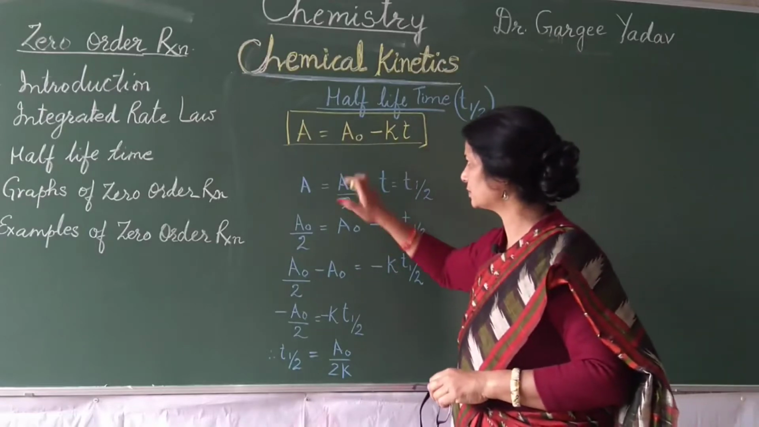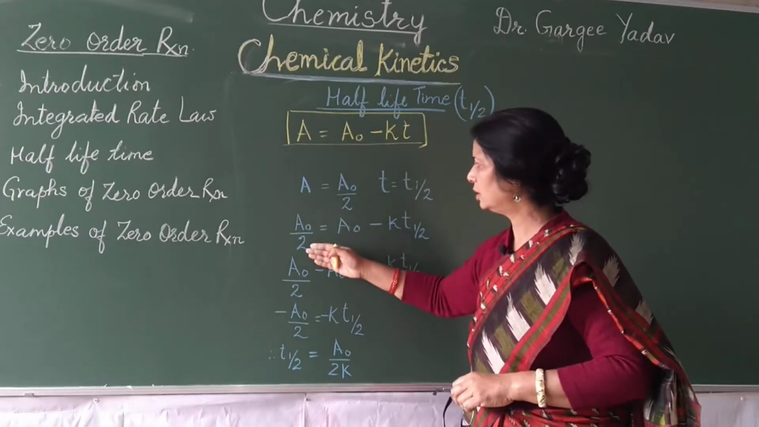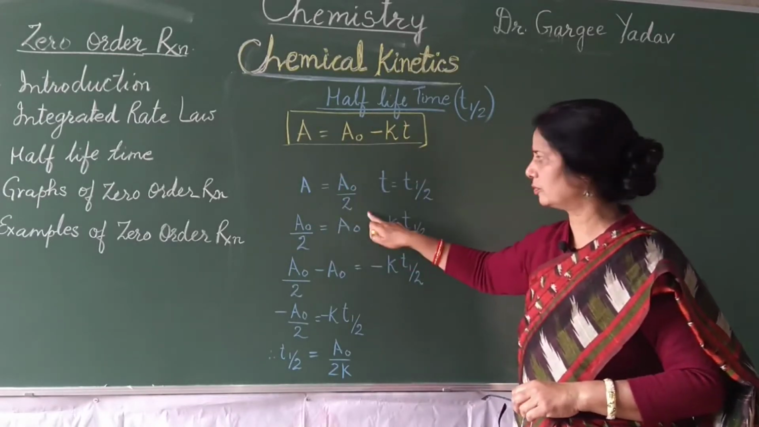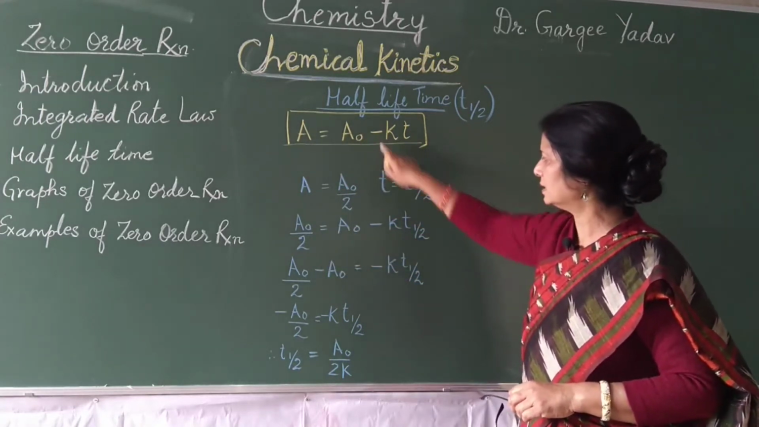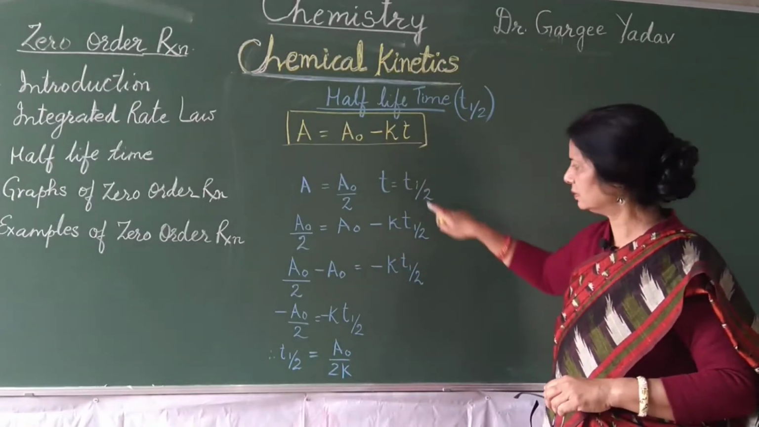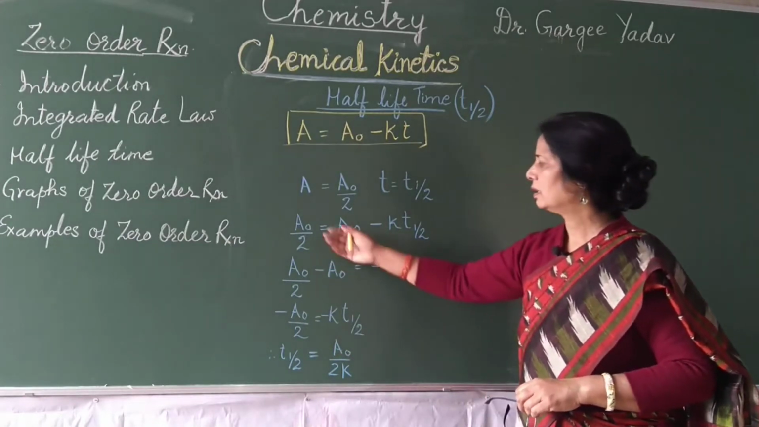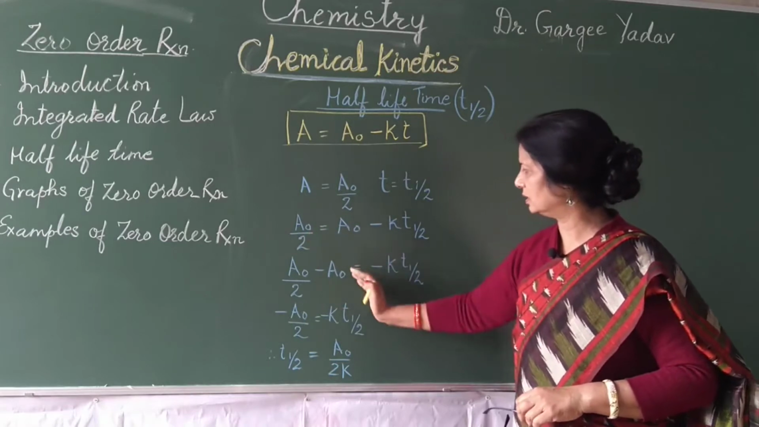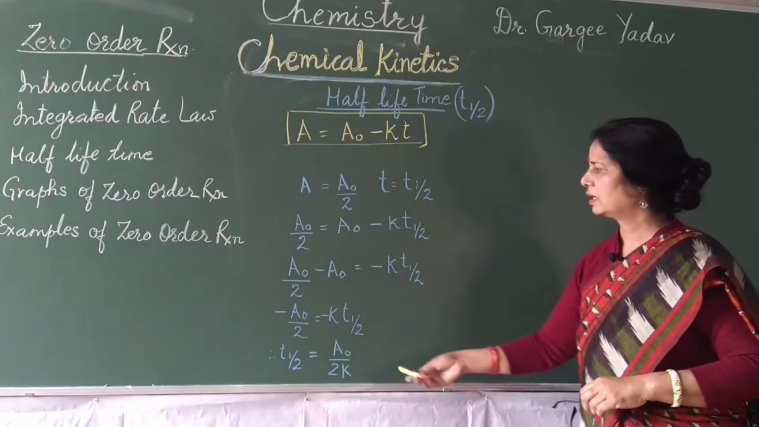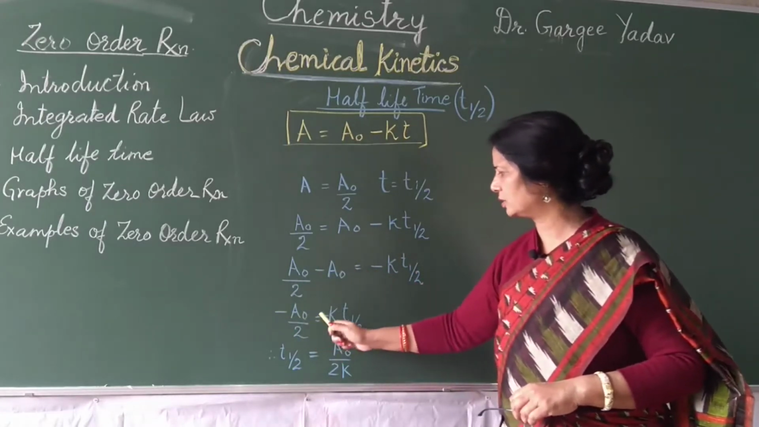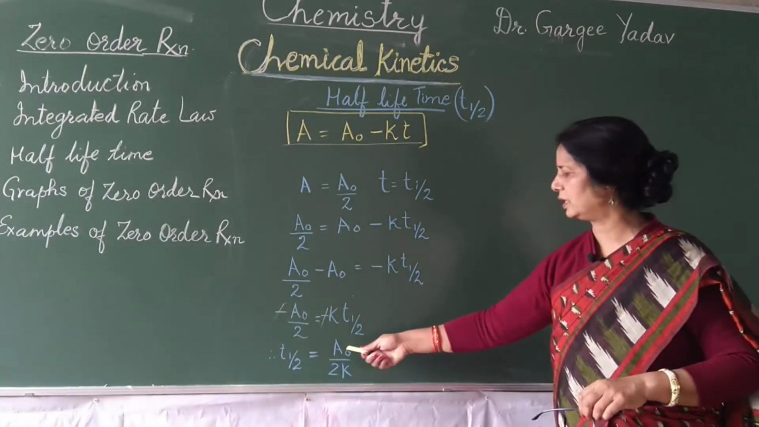So when we substitute this A naught upon 2 in this integrated rate equation, what we get is that A is actually A naught upon 2. A naught upon 2 minus A naught is equal to minus K, now T is actually T half. So this is only a calculation, very easy. A naught I have taken to the other side of the equal sign, and this becomes minus k t half, and when we subtract we get minus A naught by 2 equals minus k t half. Minus and minus get cancelled and t half will come out to be A naught upon 2k.